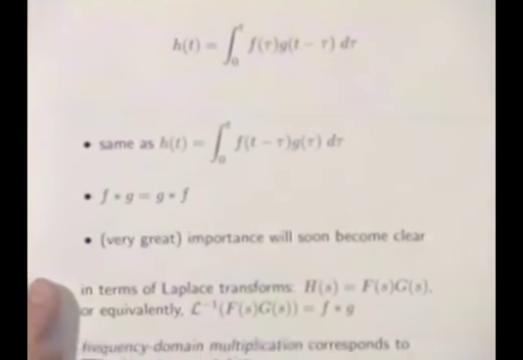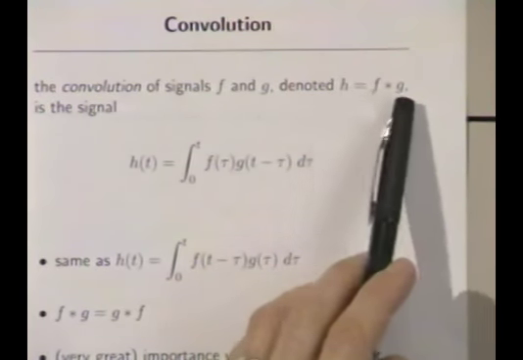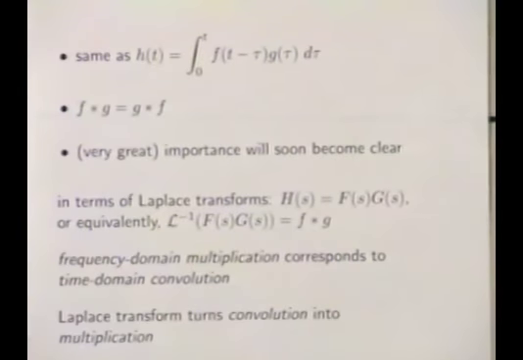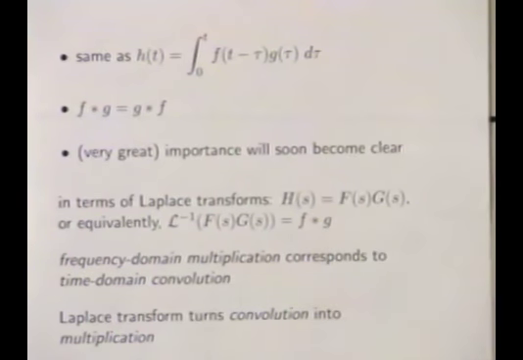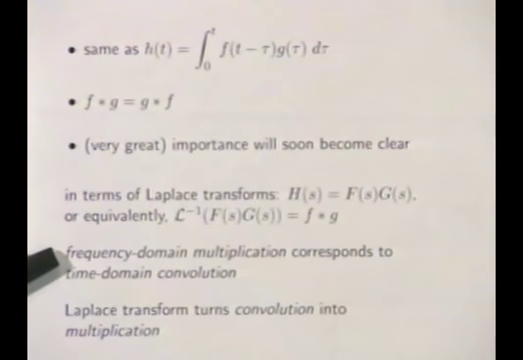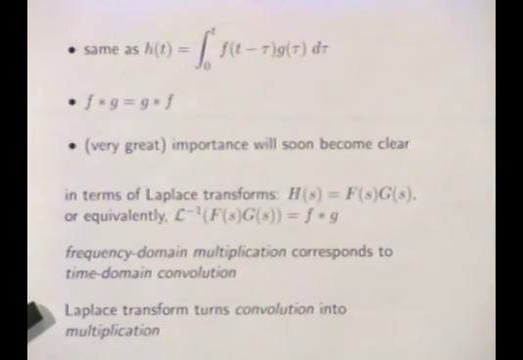Well, it turns out that in terms of Laplace transforms, the convolution of two signals corresponds to the product of the Laplace transforms. Okay? So roughly speaking, frequency domain multiplication, in other words, when you multiply two Laplace transforms, that is the same in the time domain as convolution. Okay? So that's the main part.